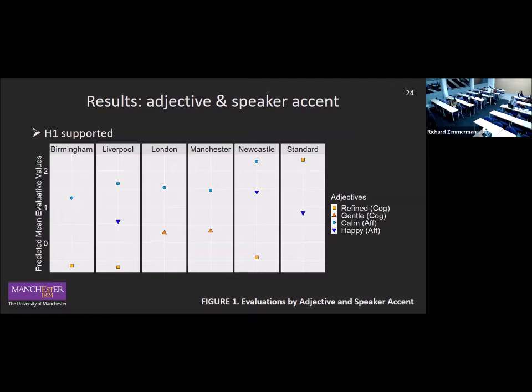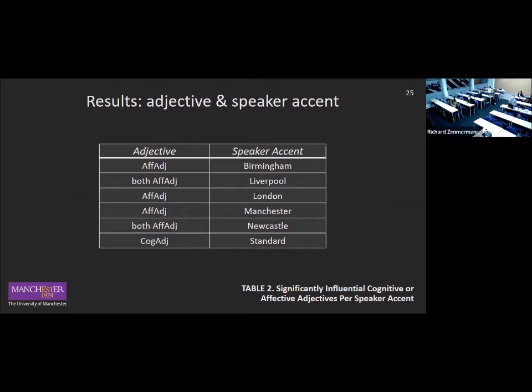Expectedly, I think refined was higher for the standard. It's more of a status-based, I suppose, adjective. And so there was the opposite result here. So the cognitive adjective was significantly more influential than the affective one. And this is a table representation of what you just saw. So from Birmingham to Newcastle, we have this affective pattern, whereas the standard goes with the cognitive. Hypothesis one was seen to be supported because it was different attitudinal components that were affecting each of the accents; there was a difference between some of them at least.